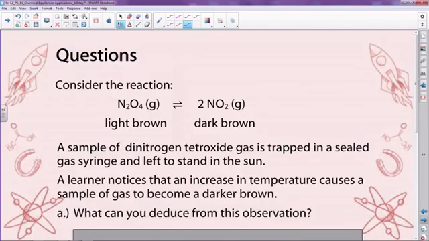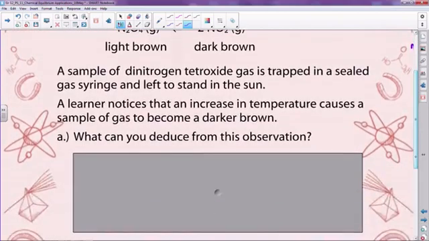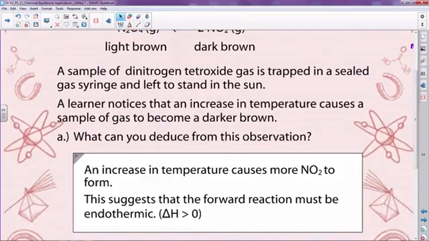That tells me that the forward reaction is endothermic. So that's the first thing here, is what can we deduce from this? Okay, so what do we get? Well, I know that the forward reaction is an endothermic reaction because the forward reaction was favored. Okay, delta H was greater than 0. They love questions like this, by the way, grade 12s.